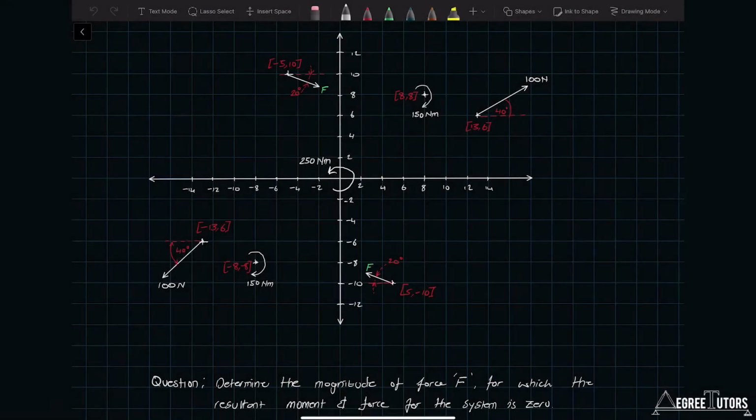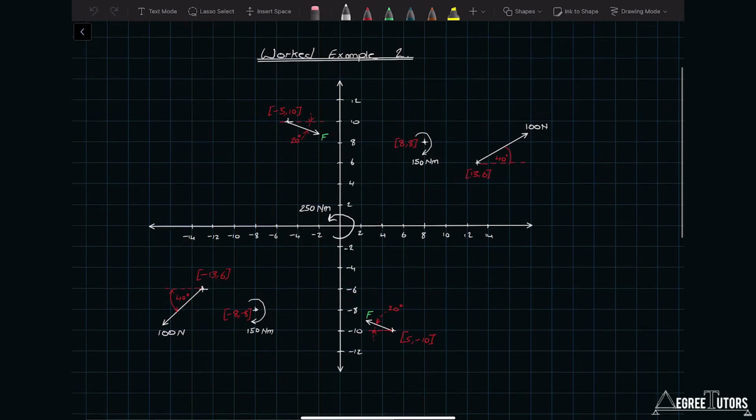Okay, so in this example, we've got to determine the magnitude of the force F for which the resultant moment and force for the system is 0. Okay, so let's just take a minute here and evaluate what we're looking at.